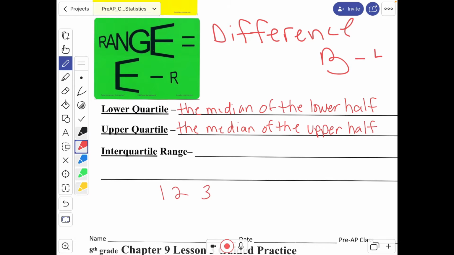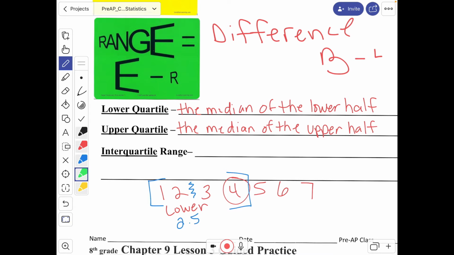So if I had 1, 2, 3, 4, 5, 6, 7, there we go. My median of that is 4. And then we want to look at the numbers on the left. That's the lower. So the number in the middle on the lower, and I'm considering from here to here. The middle would be halfway between 2 and 3, so that would be 2.5.